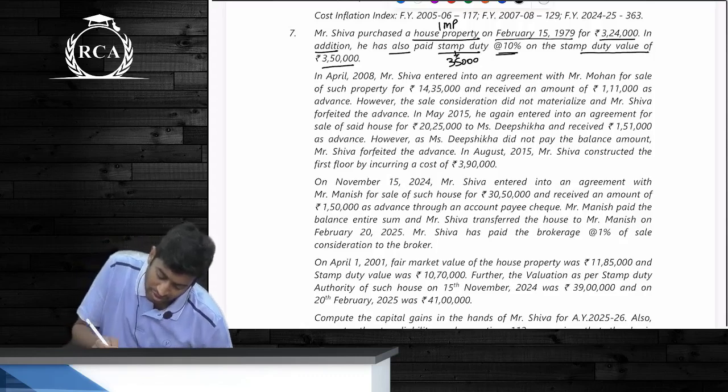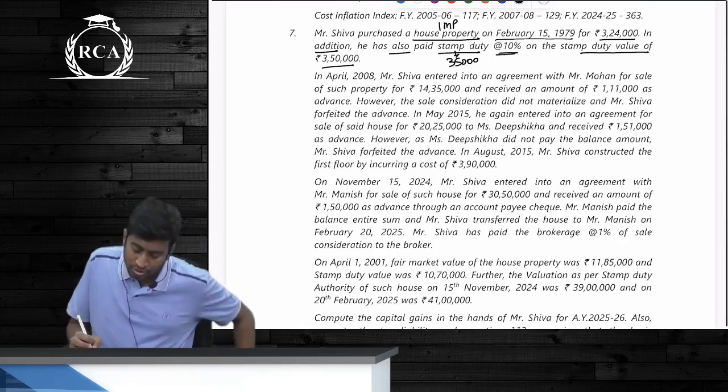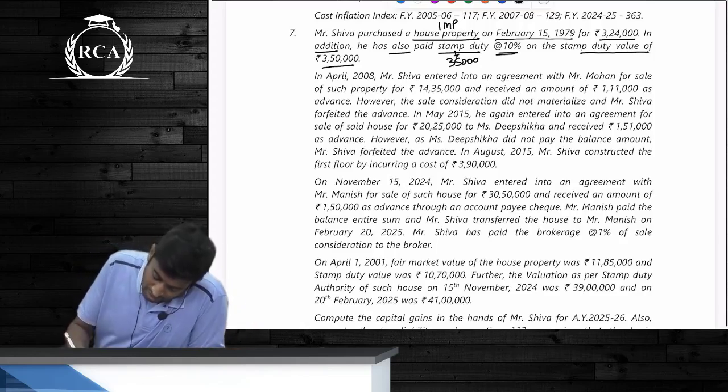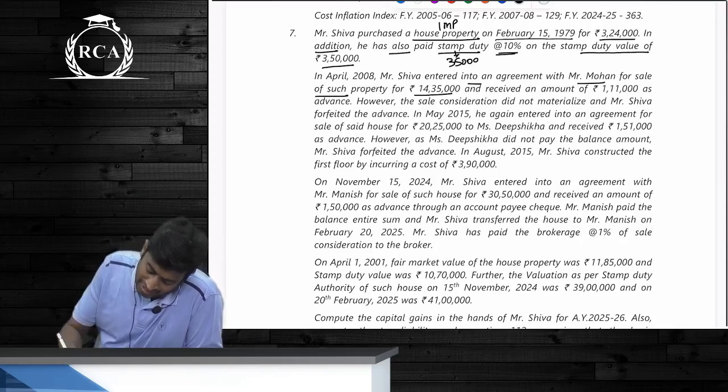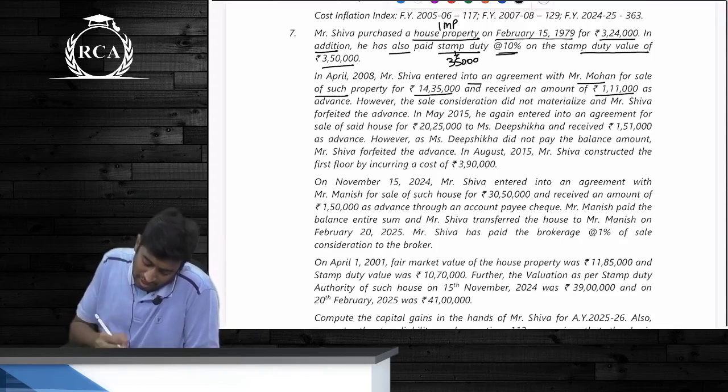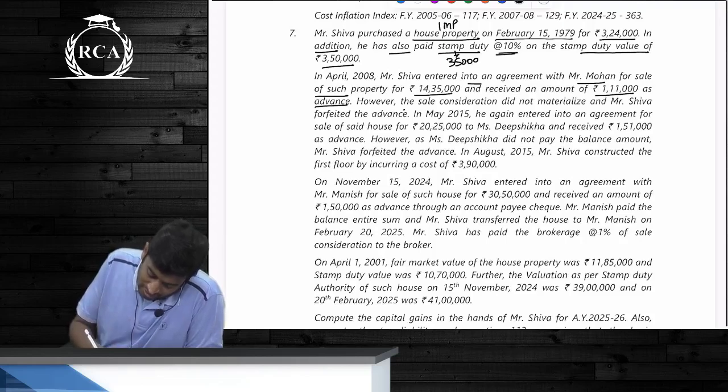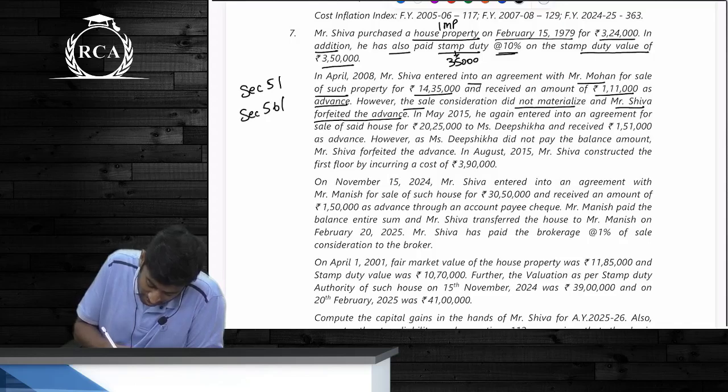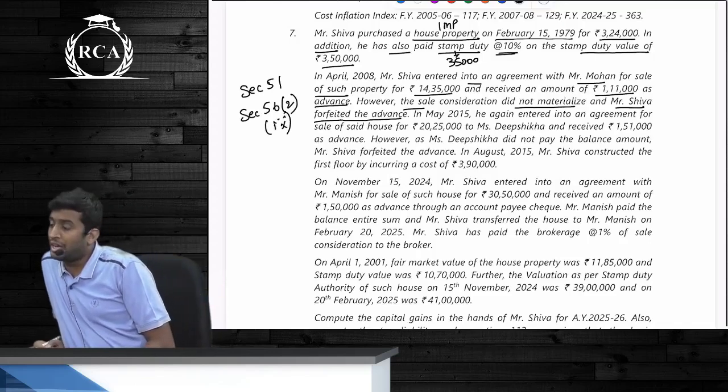In April 2008, Mr. Shiva entered into an agreement with Mr. Mohan for sale of such property for rupees and received an amount of as the sale consideration. So whenever that comes, one of these two sections applies: either 51 or 56(2)(ix), advance money received and forfeited.